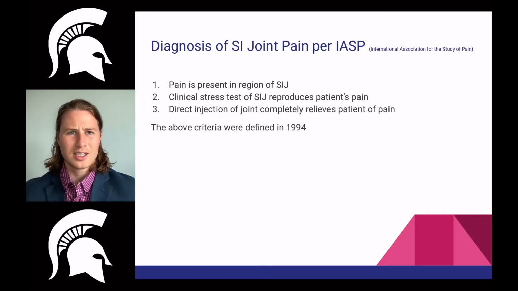So how do we diagnose SI joint pain? The ISAP came up with 3 simple tenets in 1994: pain being present in the SI joint, pain being reproduced with clinical stress tests on physical examination, and direct injection completely resolving the patient's pain. While these tenets may be simple and vague and sound good on paper, they haven't been expanded upon since 1994.